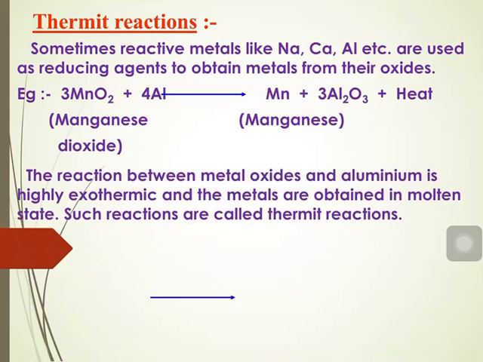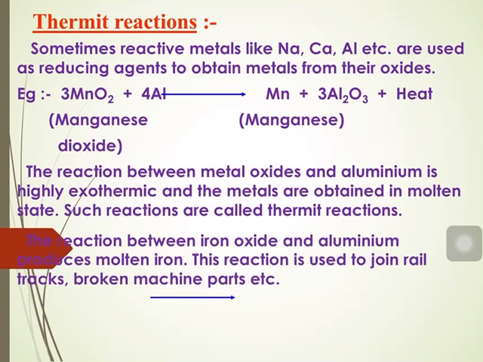In this reaction, the reaction between metal oxides and aluminium is highly exothermic, and the metals are obtained in molten state. Such reactions are called thermite reactions. You can see heat is being given out, and such reactions are called thermite reactions. This is a very important reaction for the exam purpose, and you have to remember the uses also.